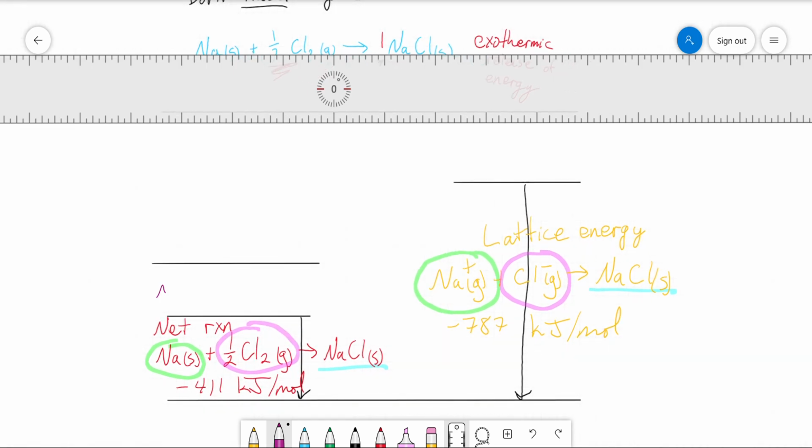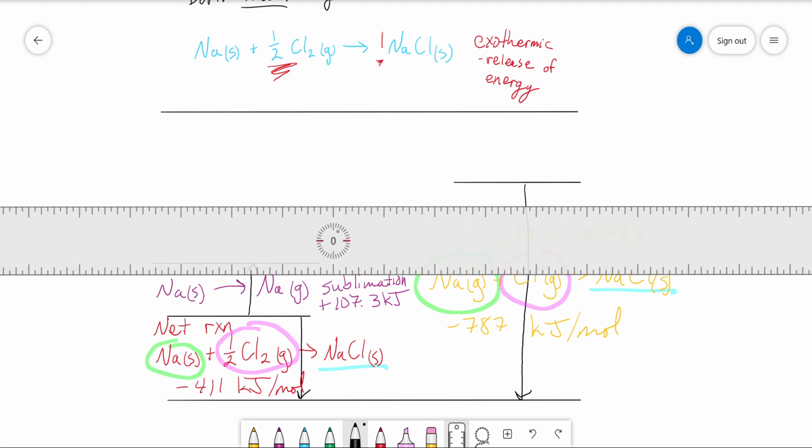So Na solid going to Na gas. And that is called sublimation. And sublimation is simply turning a solid into a gas without going through the liquid phase. Okay? And that has an energy associated with it. And that energy is positive 107.3 kilojoules. Okay? And that's a positive, so the arrow goes up.